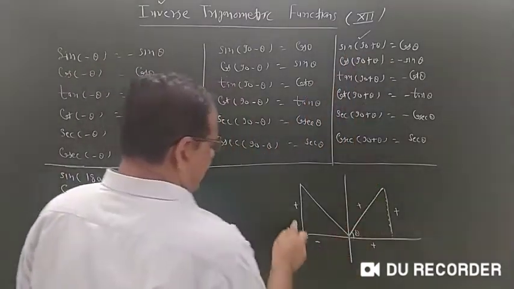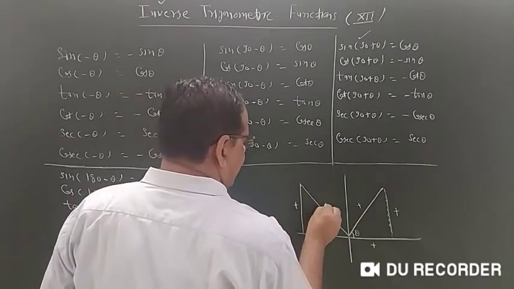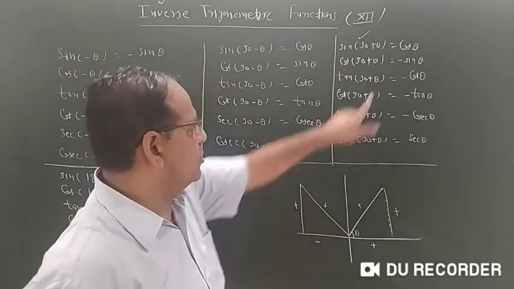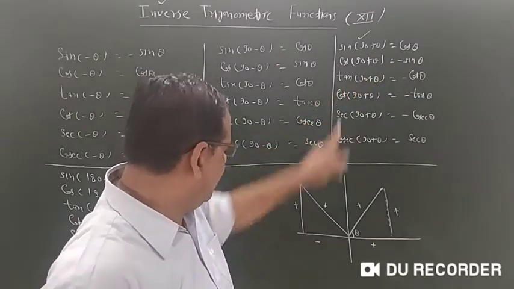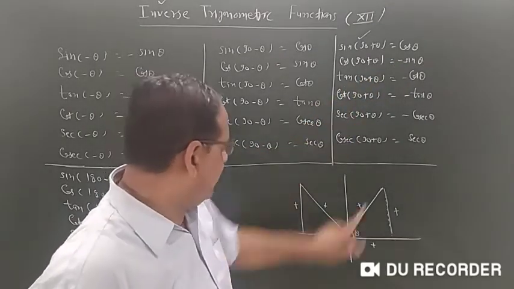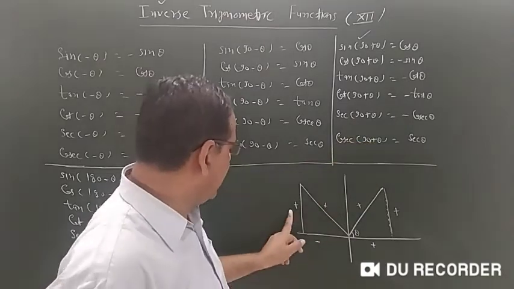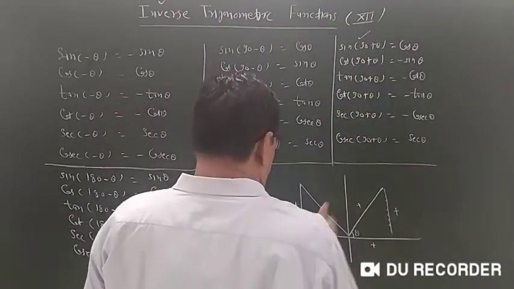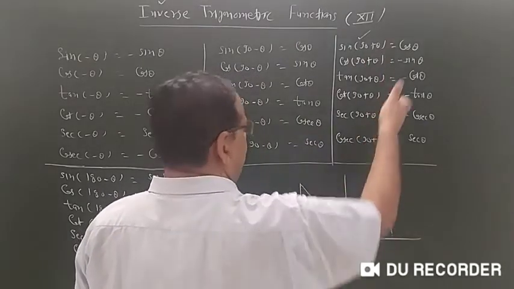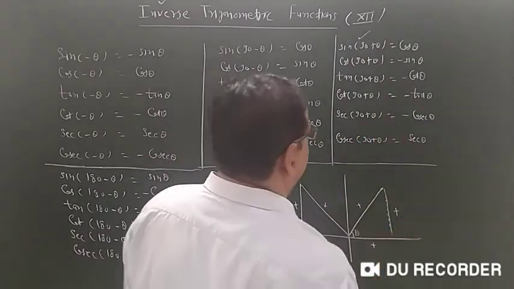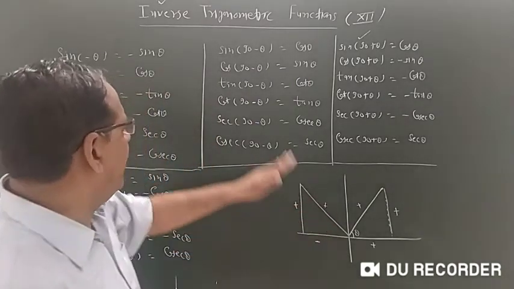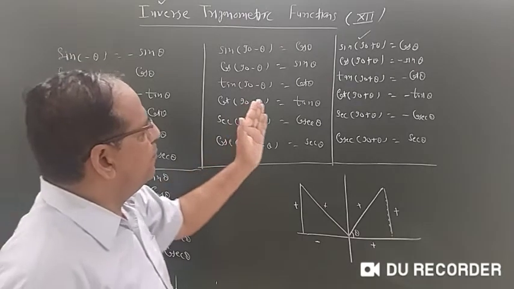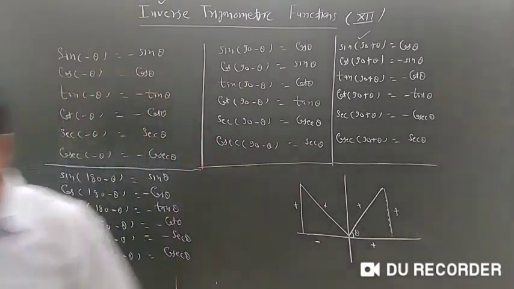Sin 90 plus theta uses perpendicular and hypotenuse, so this is positive. But in cos we take the base, so this comes with a minus sign. Similarly, tan, cot and sec come with base, while cosec uses perpendicular and hypotenuse. So all the ratios in which the perpendicular is used have a positive sign, and those using the base have a negative sign. This is the reason why the trigonometric ratios change with the angle and come with a positive or negative sign. Thank you.